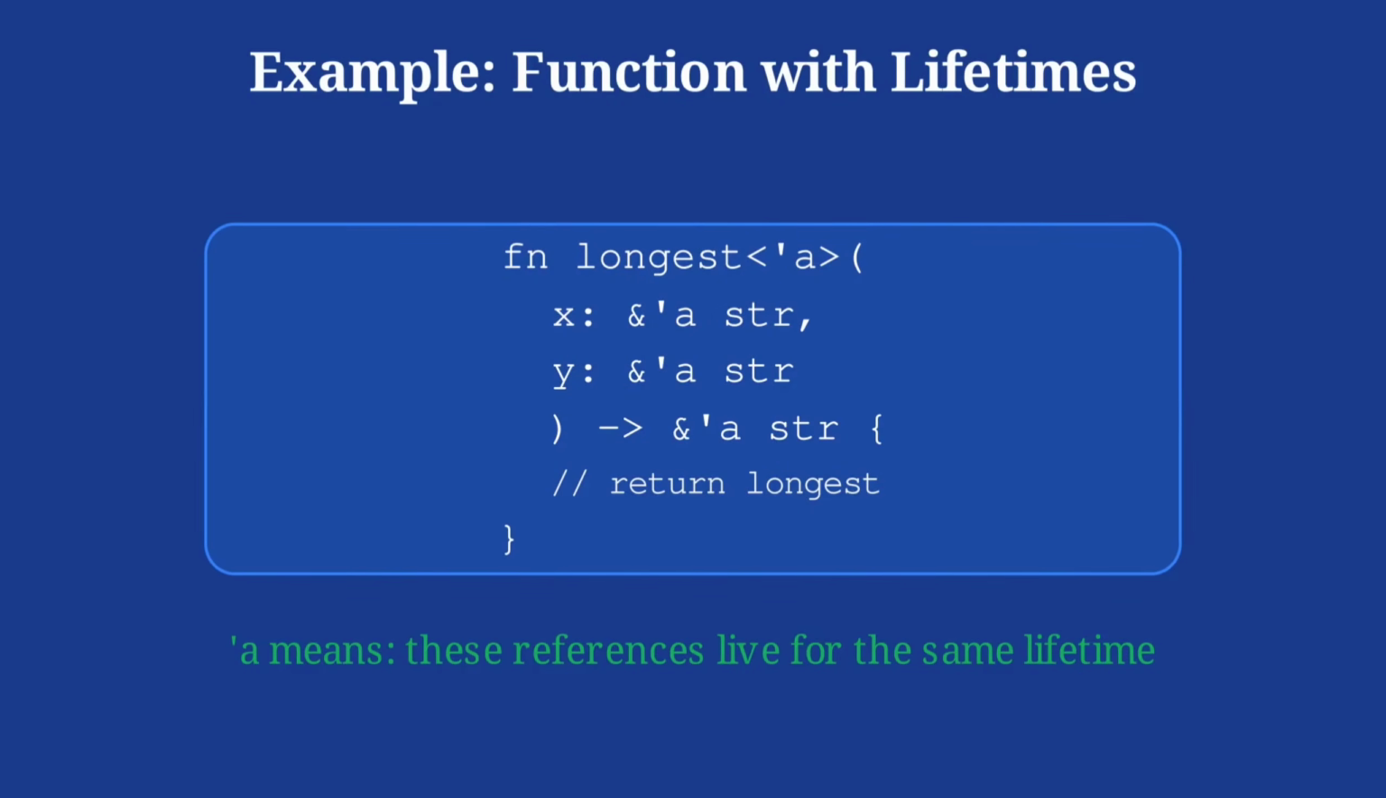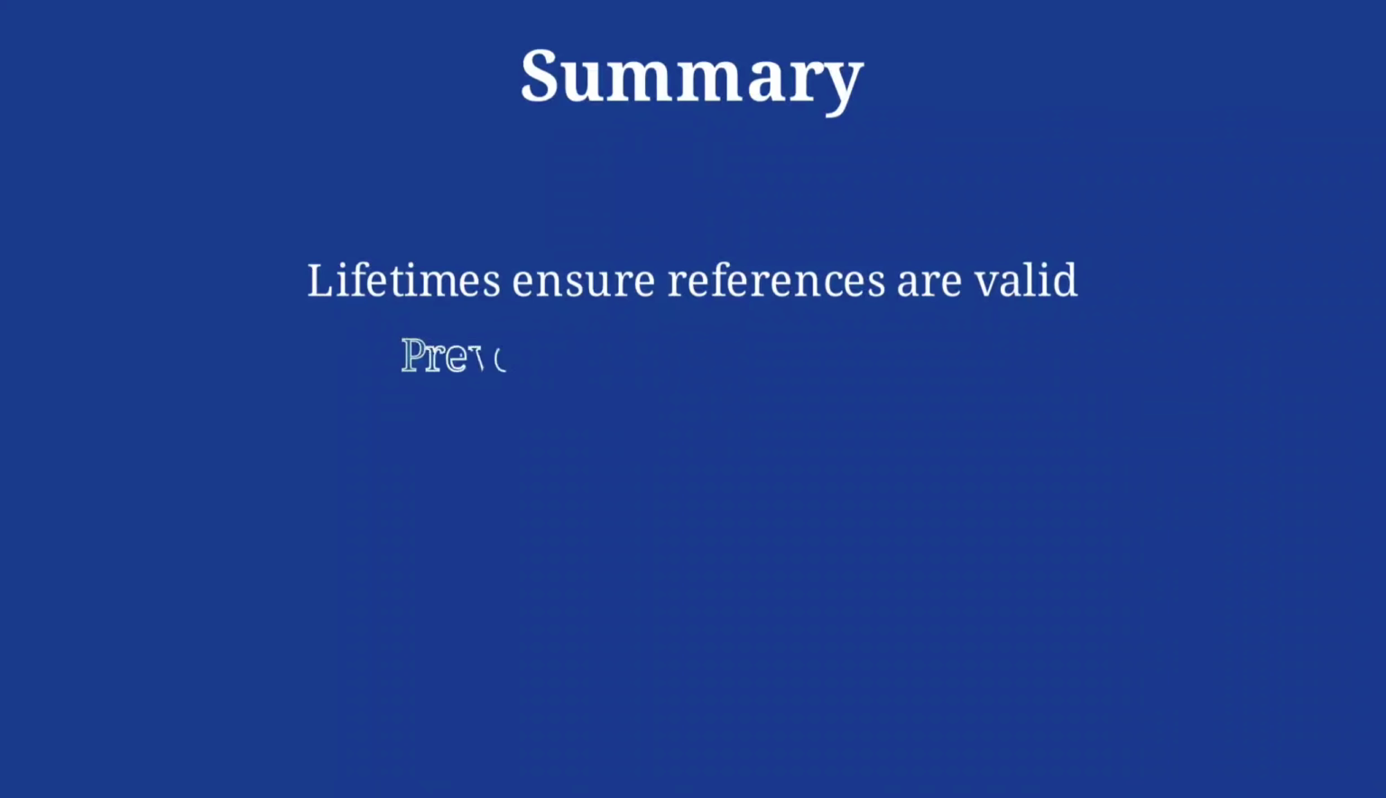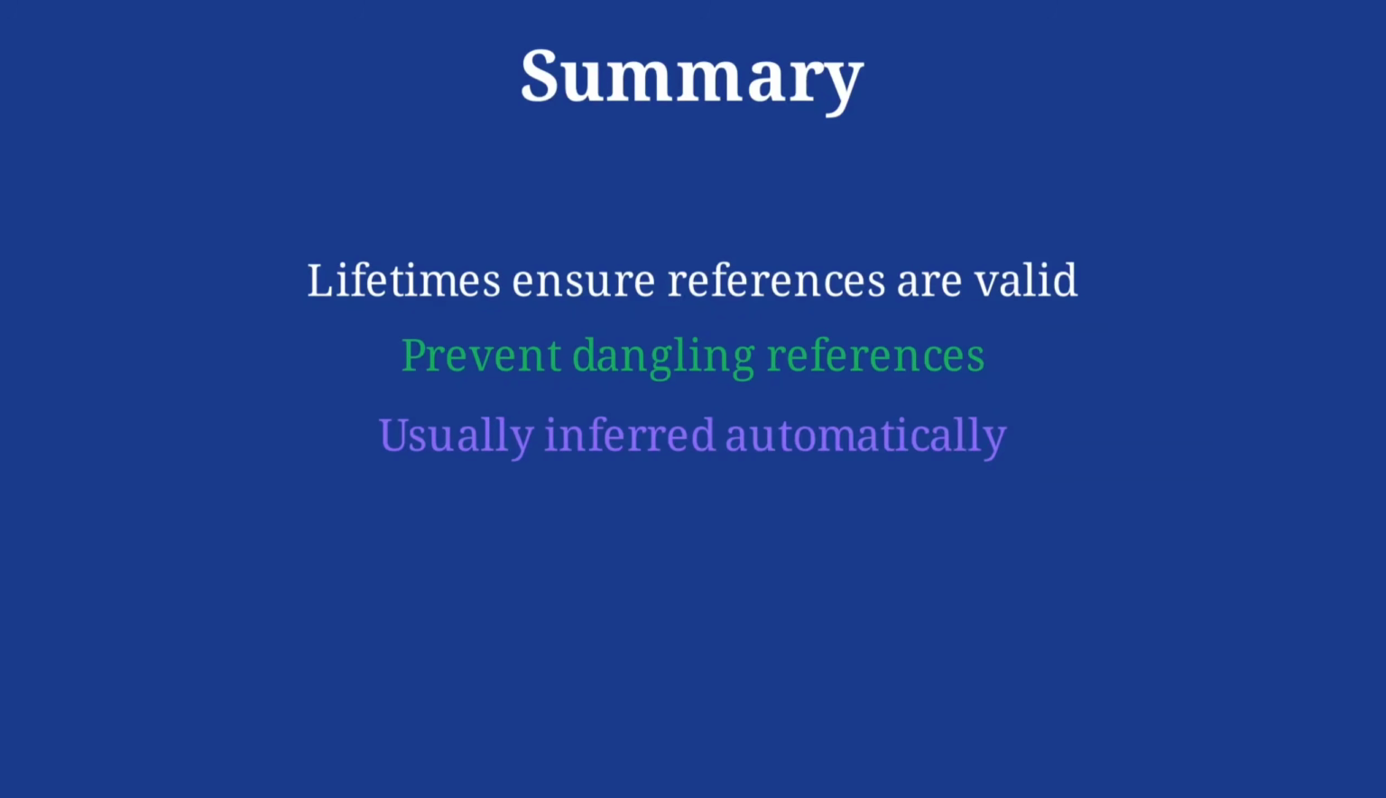So let's summarize. Lifetimes are a compile time tool to ensure all references are valid. Their primary goal is to prevent dangling references. In most common cases, the compiler infers them automatically through lifetime elision. But in complex cases, we need to add explicit annotations to describe the relationships between references.